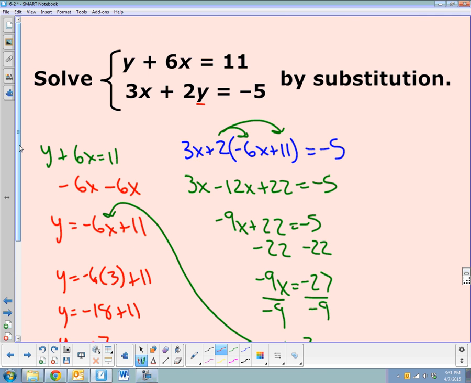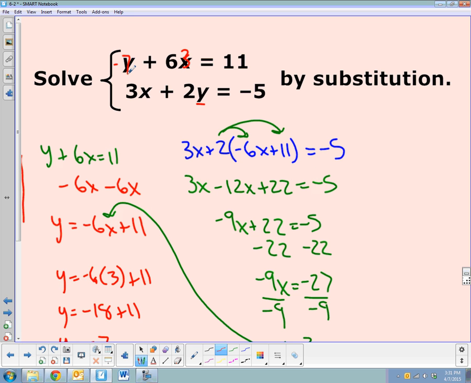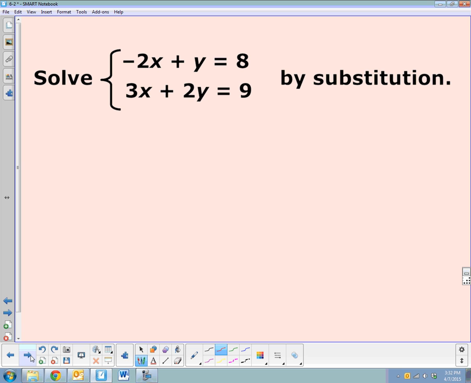And if I look back up here, if x was 3 and y was, oh, no, I forgot, negative 7, 3 times 6, 18, and 18 plus negative 7 does give us 11. And same thing down here. 3 times 3 is 9. 2 times negative 7 is negative 14. 9 plus negative 14, negative 5. So you can substitute back in and see that it does in fact work. Lots of work, lots of algebra.